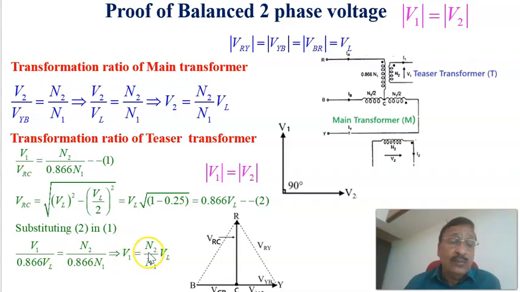Therefore, you can see that V1 and V2 are both equal. From this, it's very clear that the magnitude of V1, N2 by N1 into VL, is the same as the magnitude of V2, the main transformer secondary, which is equal to N2 by N1 into VL. Therefore, the two-phase voltage magnitudes are equal. Next we'll prove the angle between them is equal to 90 degrees in the coming slide. This is the two-phase output available: across the main winding the voltage is V2, and across the teaser secondary it is V1, and both have equal magnitude, N2 by N1 into the line voltage VL.